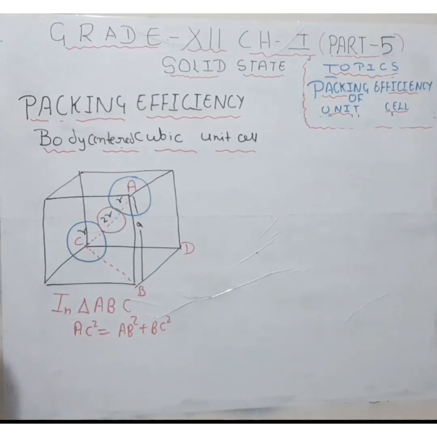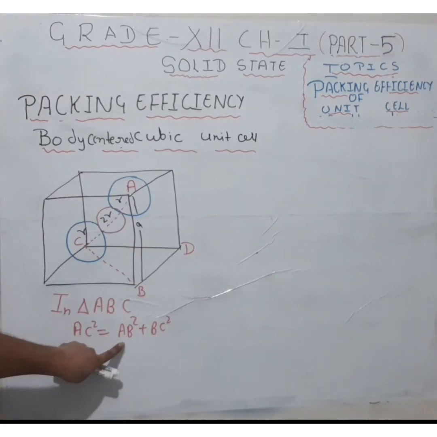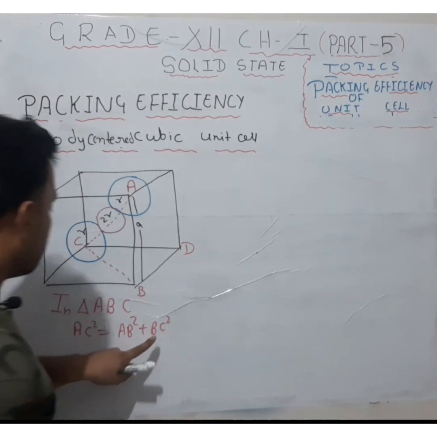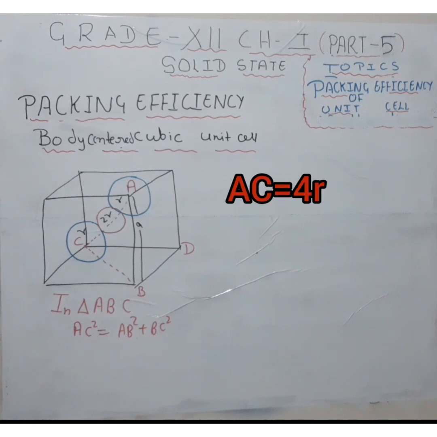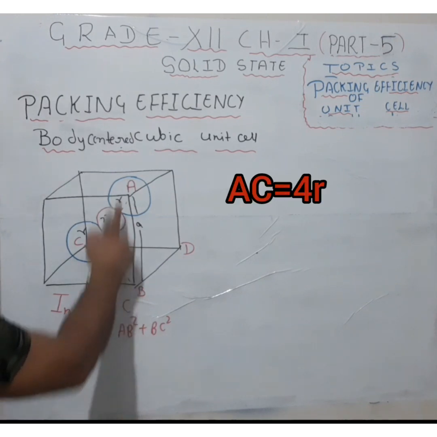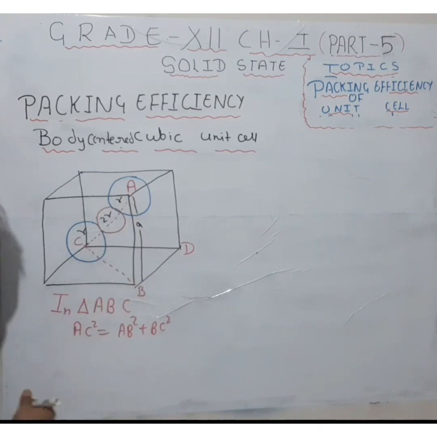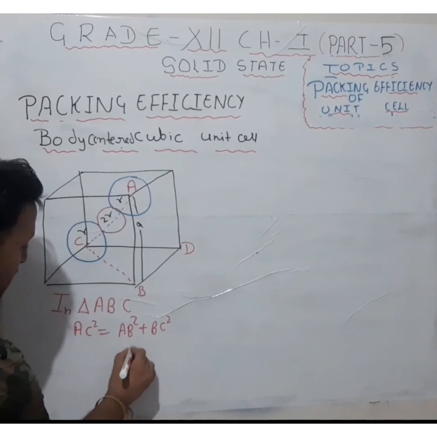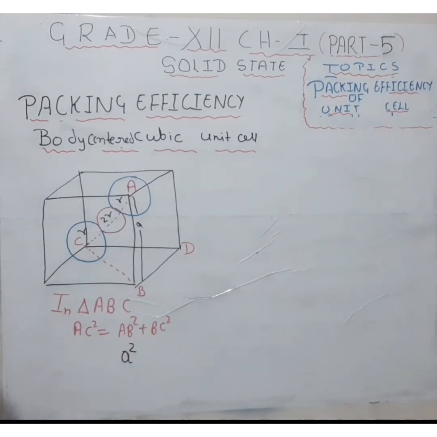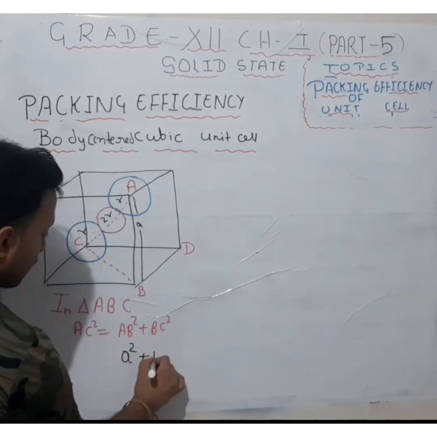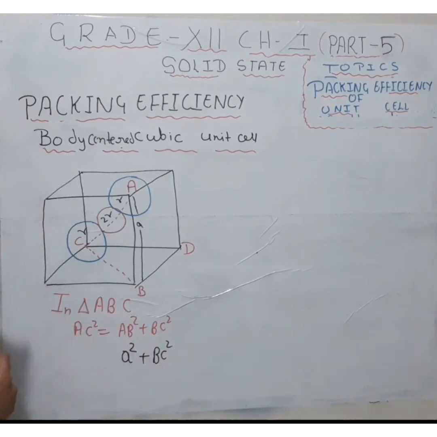Okay, that is, the hypotenuse square will be equivalent to the sum of the squares of the other two sides of a right angle triangle. Now in this case, if you see, AB is equivalent to the edge of the unit cell. So in place of AB, you can write A square. Now BC we don't know, so BC we need to calculate.